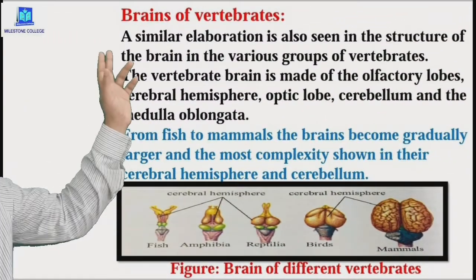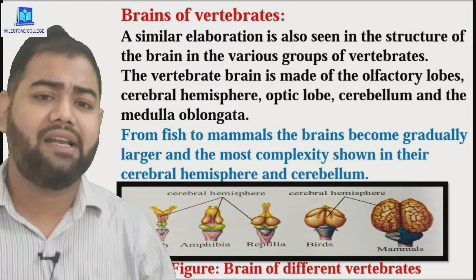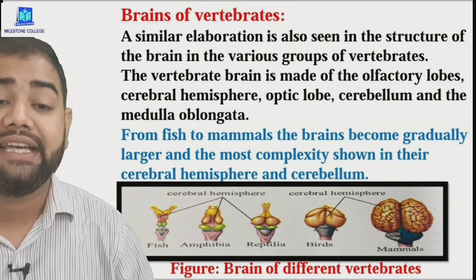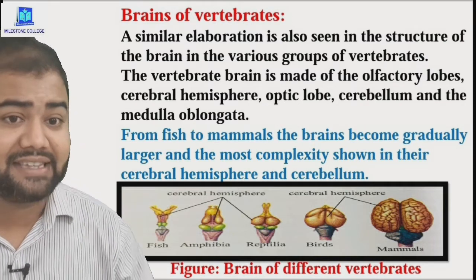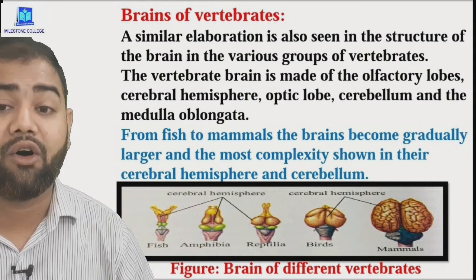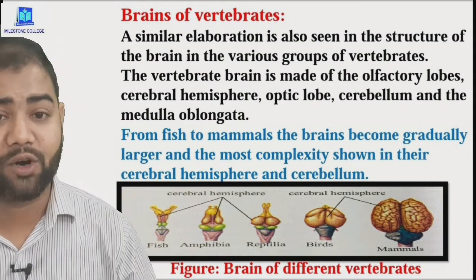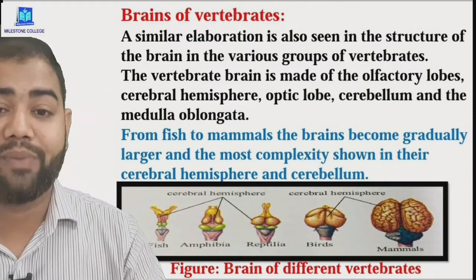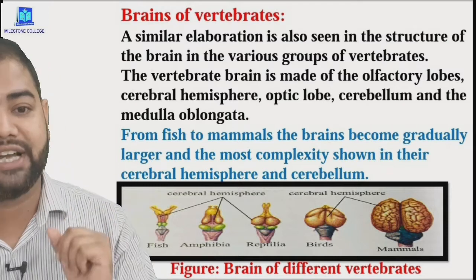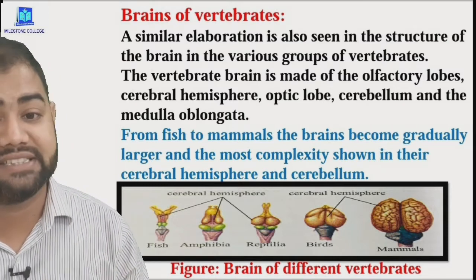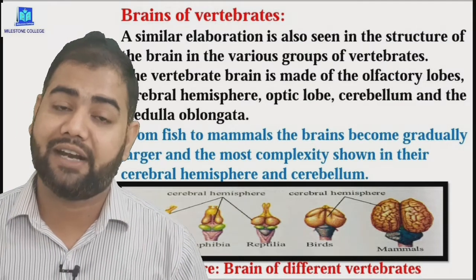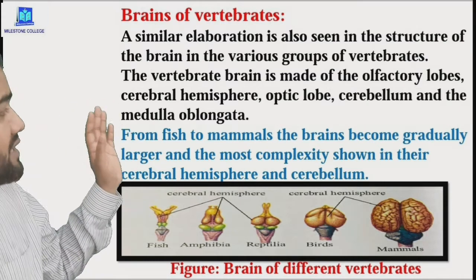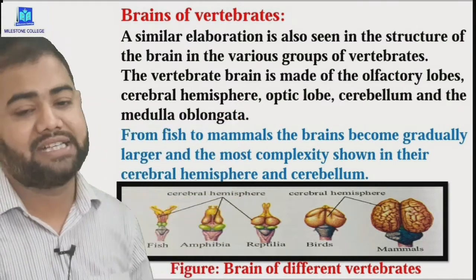Next one, the brains of vertebrates. A similar elaboration is also seen in the structure of the brain in the various groups of vertebrates. The vertebrate brain is made up of the olfactory lobes, cerebral hemisphere, optic lobe, cerebellum, and the medulla oblongata. From fish to mammals, the brains become gradually larger, and the most complexity is shown in their cerebral hemisphere and cerebellum. Dear students, you are watching the images of brains of different types of vertebrates.